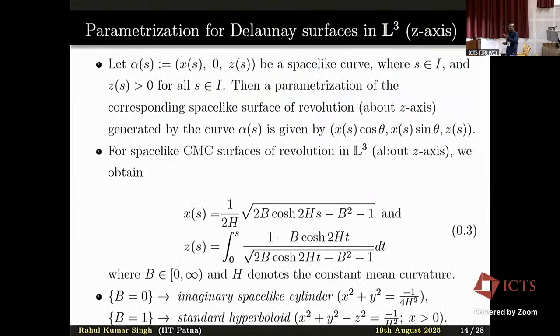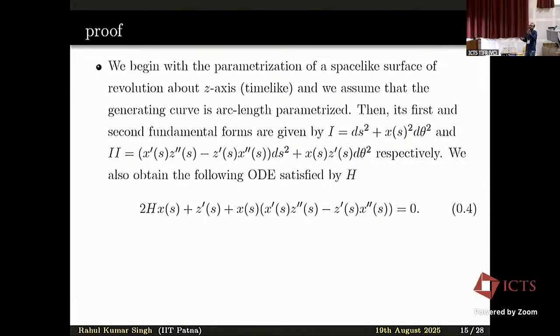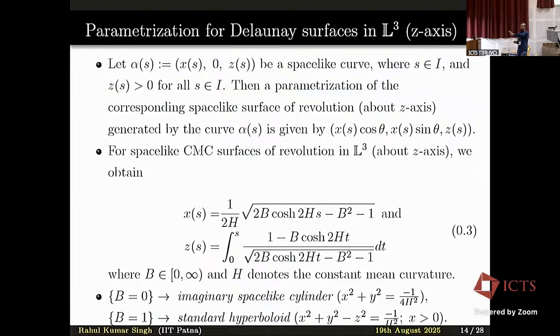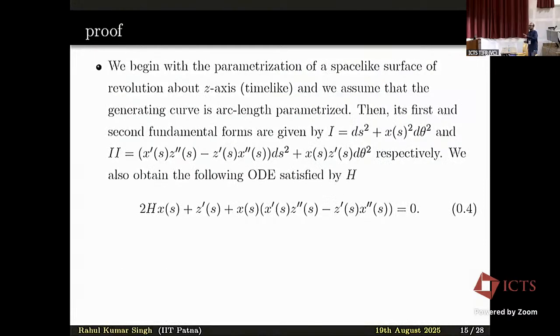I will just briefly outline the proof, which is very straightforward, but some trick is needed. I'm just going to show you how we obtained this formula for x's and z's. We start with a parametrization about the z-axis. The same can be done for the x-axis also, but let me just show it for the z-axis. Then we can compute its first and second fundamental forms like this, and then you can write down the formula for the mean curvature function.